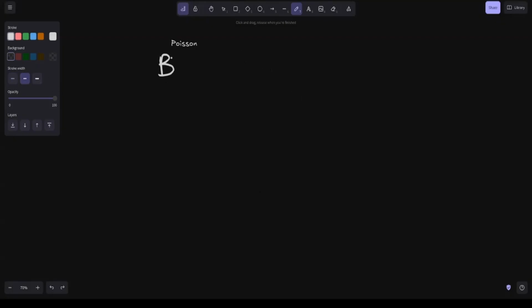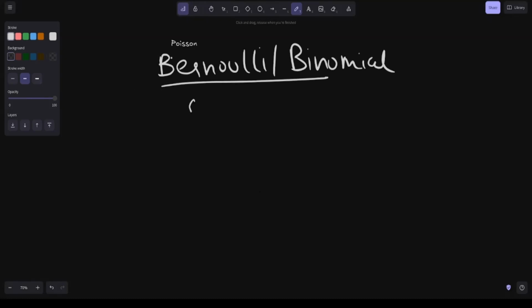So we had done the Bernoulli and we had done binomial. So now we will move on to the next one, which is the Poisson RV. How are we going to define the Poisson RV?